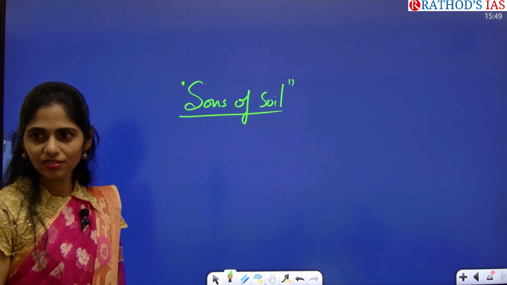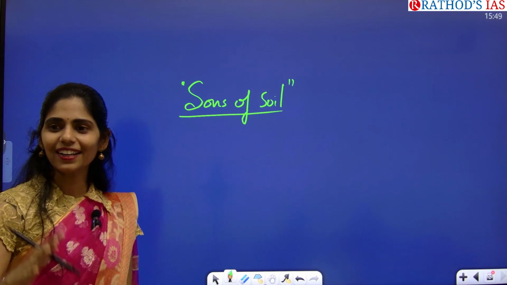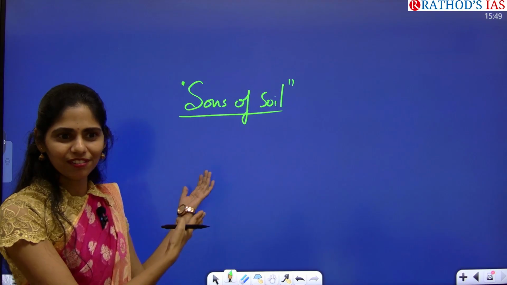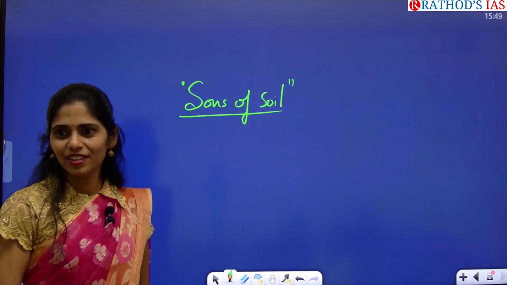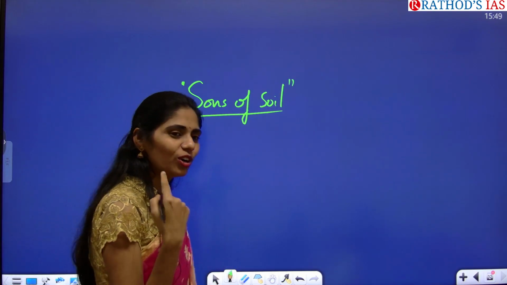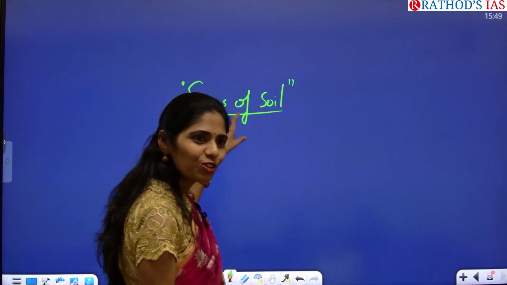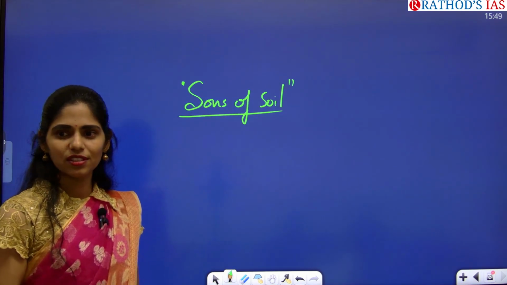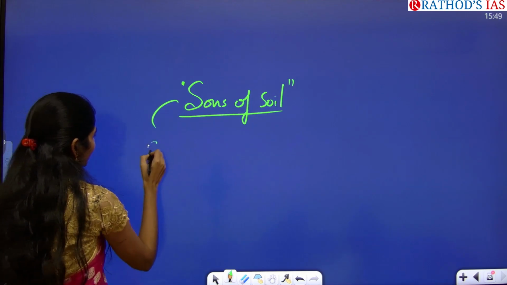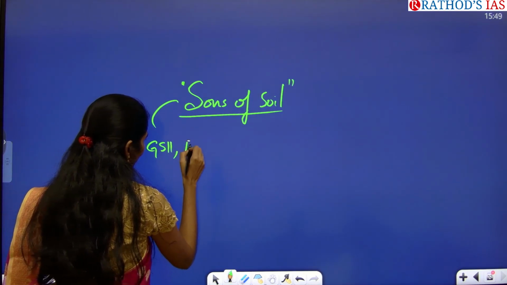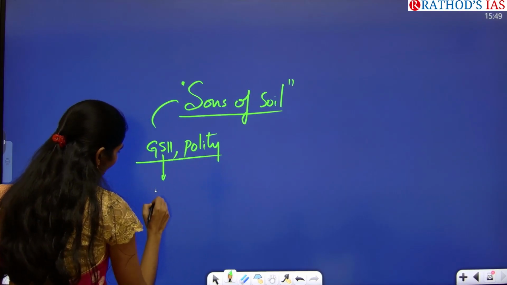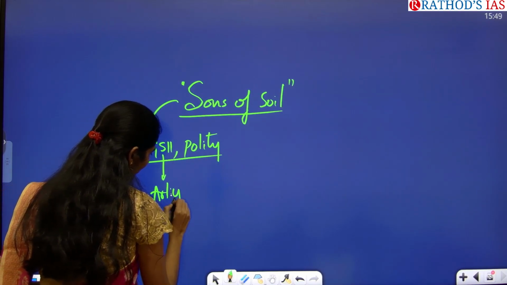Yes or no? You are born in Karnataka, so you are eligible for getting a job in Karnataka. That is the concept of sons of soil. Whenever you are talking about local people empowerment, you have to use this keyword. These are the keywords that you have to use. Where can we connect this? From GS paper 2, under polity. Why? Because we have articles 14 to 18, what do they say?